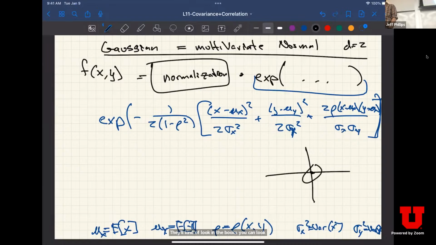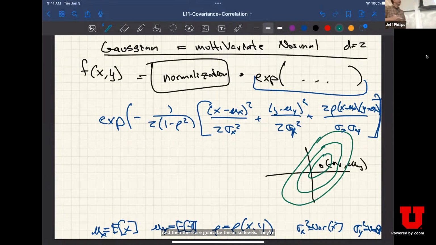But actually, let's center it someplace not on the mean. This point is mu x, mu y. Okay, and then there are going to be these iso levels that are going to come out here. And this one has correlation. X is correlated with y, so this rho is going to be positive. Rho is greater than 0. This tells me the standard deviation of x, and this distance is kind of like the standard deviation of y. Okay.